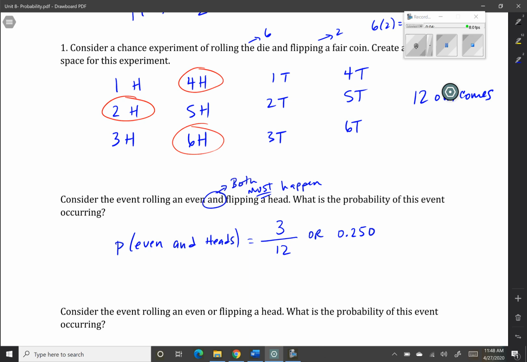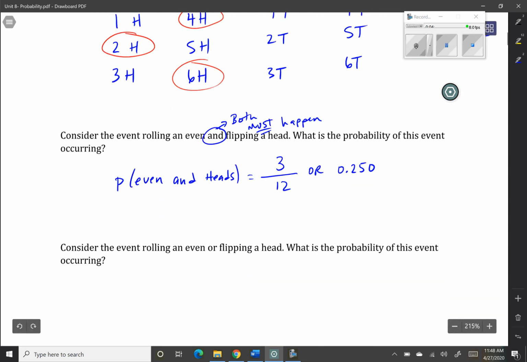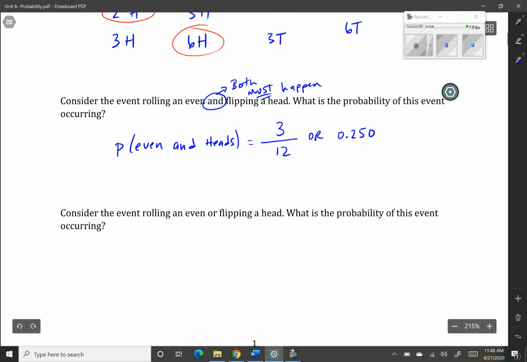This is about a 25% chance of that happening, which is why we like the decimal sometimes. It gives us the percent chance a little bit quicker.